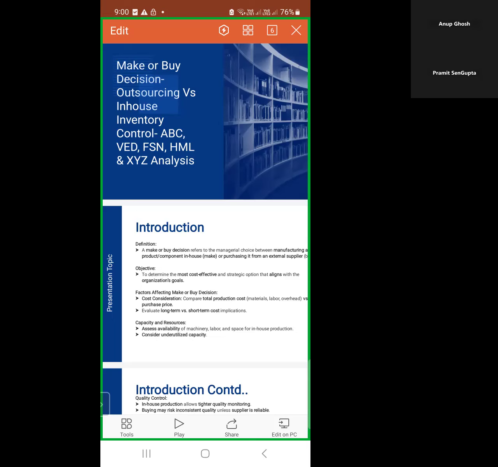The topic for the presentation goes like this: make or buy decision, outsourcing versus in-house inventory control methods. Some selective methods being mentioned are ABC, WED, FSN, HML, and XYZ.